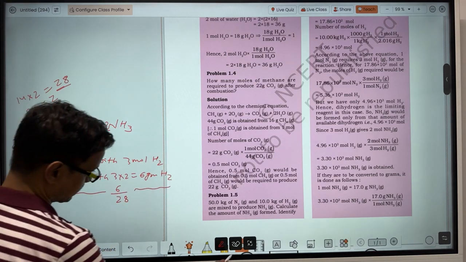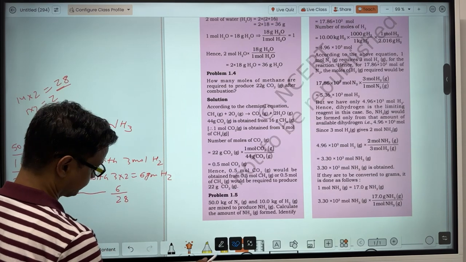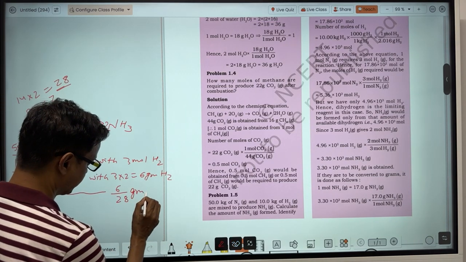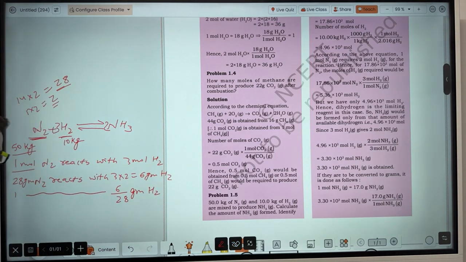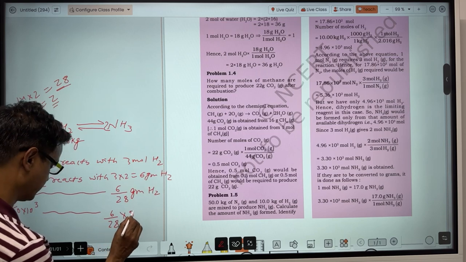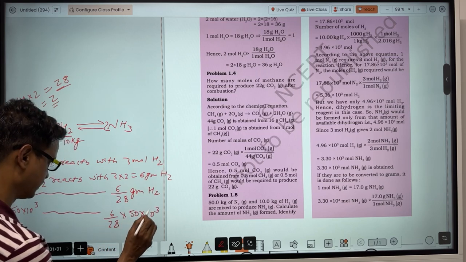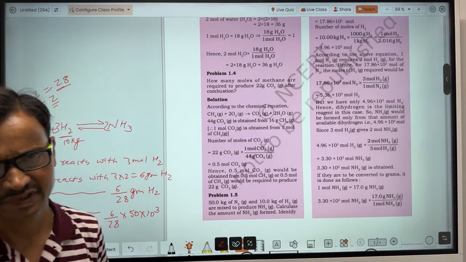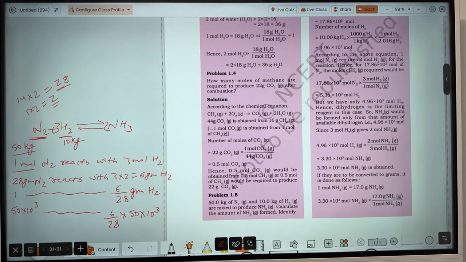6 into 26 upon 28 gram hydrogen. Number of moles is here 50. So 50 into 10 power 3, that much gram nitrogen reacted with how much? Calculate this one. How much?